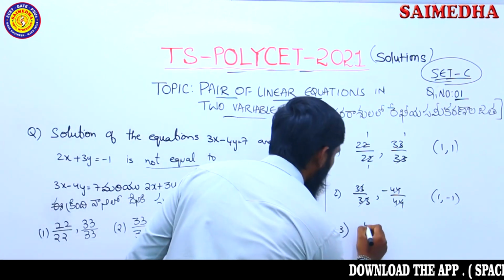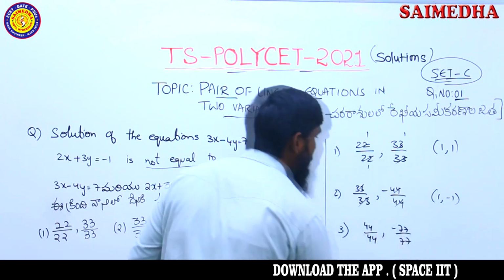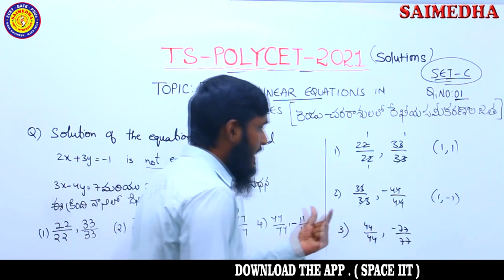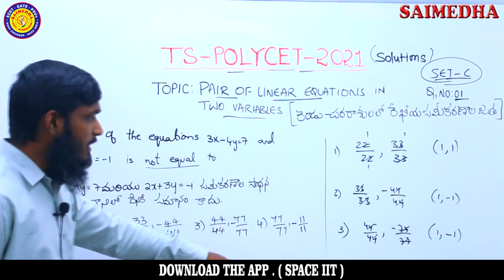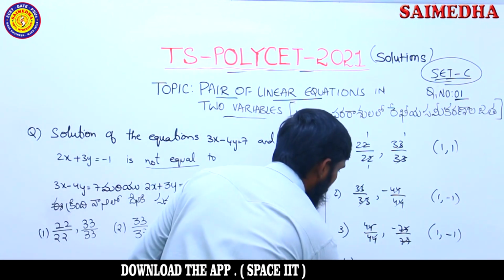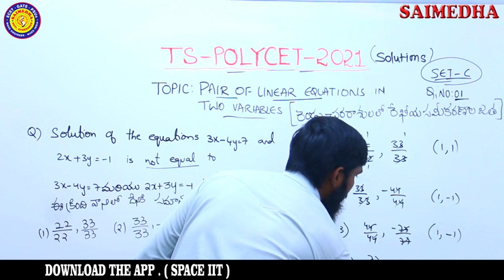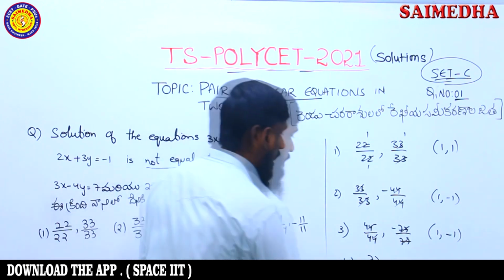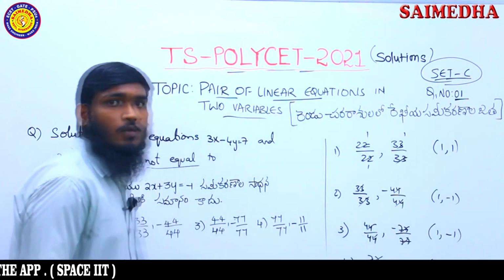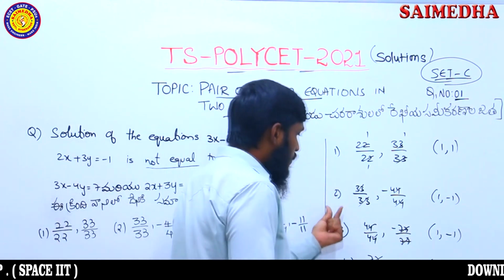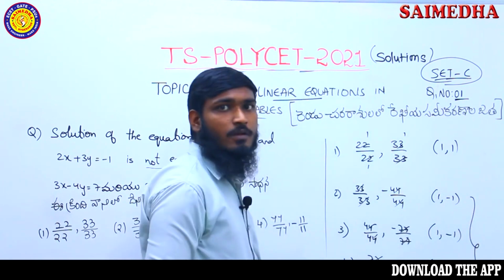Now let us see option number 3. It is 44 divided by 44 comma minus 77 divided by 77. This also after cancelling we will get the answer as 1 comma minus 1. Similarly option number 4 is 77 divided by 77 comma 11 by 11. After cancelling we will get 1 comma minus 1. So options 2, 3, 4 give the same answer, 1 comma minus 1.